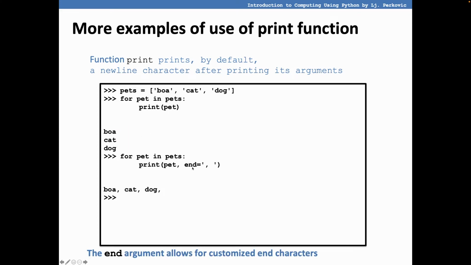And here we specify end with a comma and a space. A comma and a space here. We can see that it ends with comma, space, comma, space, comma, space. Here are 3 exclamation points and with a space. You can see this. The end argument allows for customized end characters. So here you can change anything you want.